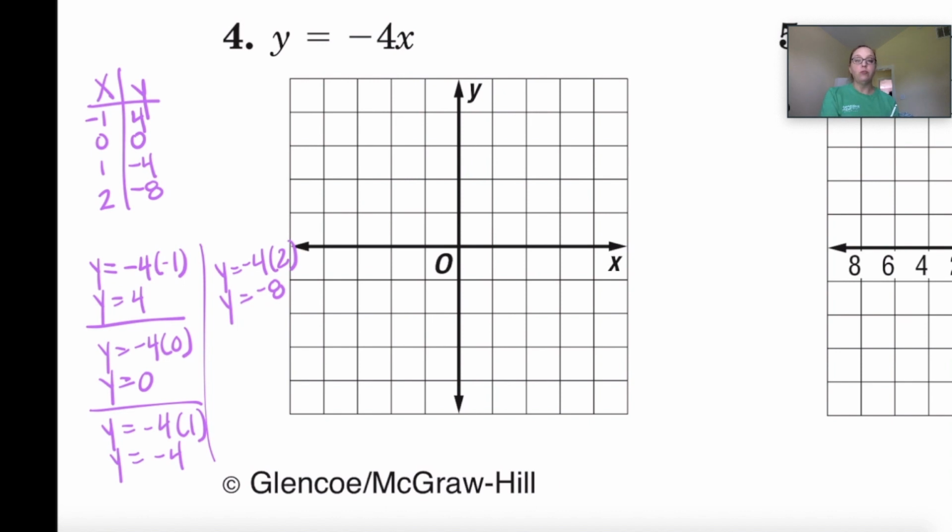Now I'm going to plot those ordered pairs on this particular coordinate plane. So the first ordered pair I have is (-1, 4). So I'm going to go left 1 and then up 4: 1, 2, 3, 4. Then I have (0, 0). That's at the origin. I have (1, -4), so that's right 1, down 4. And then the fourth solution I have is (2, -8). I don't have enough room on this particular coordinate plane to graph that, so I'm not going to be able to. Once you've plotted your ordered pairs, you want to draw a line.